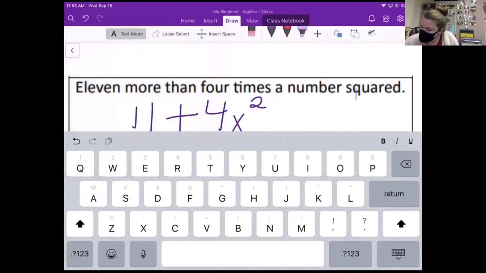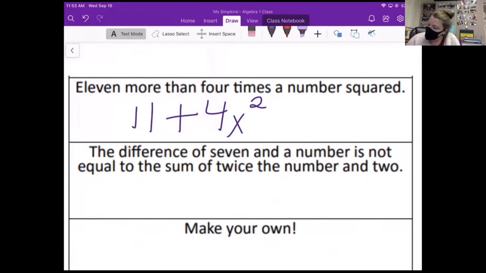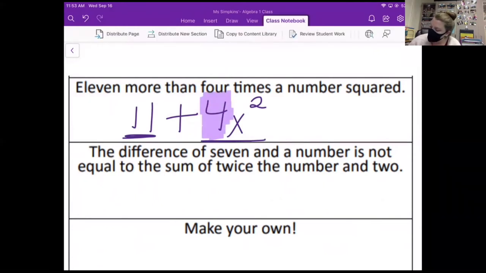Okay, so we want to underline our terms. So we have 2 terms, 11 and 4x squared are our 2 terms. Our coefficient, there's just one of them, 4. And then our constant, there's only just one of those also, and that would be 11.